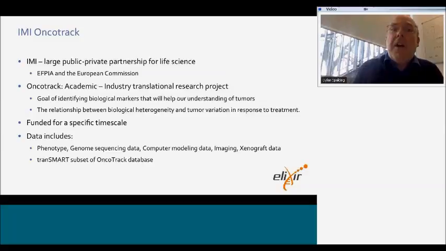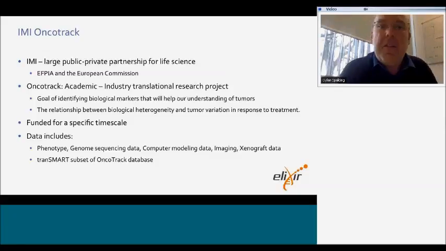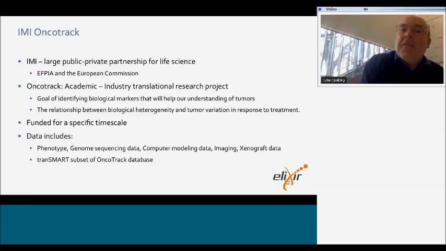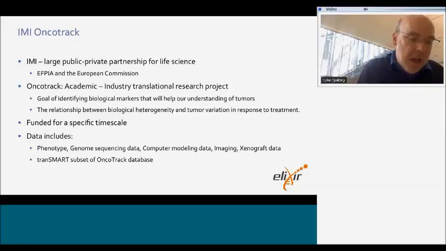So moving on then to IMI OncoTrack. Well, the IMI is a large public-private partnership for life science between the European Federation of Pharmaceutical Industries and Associations and the European Commission. And OncoTrack itself is an academic industry translational research project which had the goal of identifying biological markers that help with the understanding of tumours and the relationship between biological heterogeneity and the tumour variation in response to treatment.